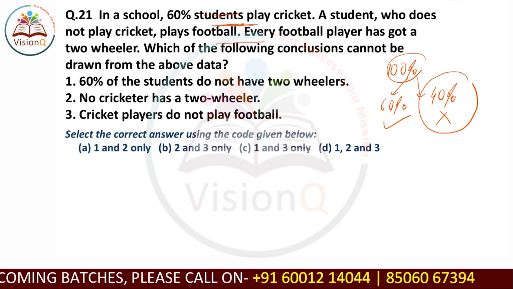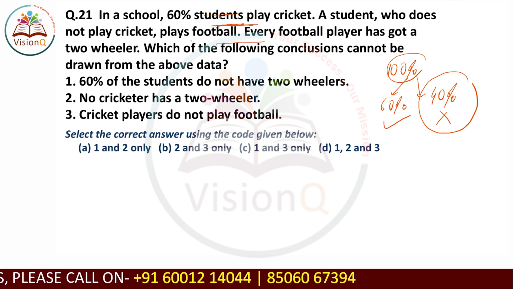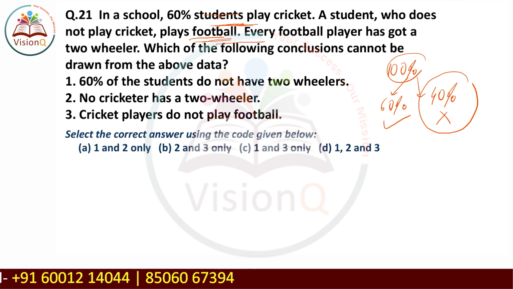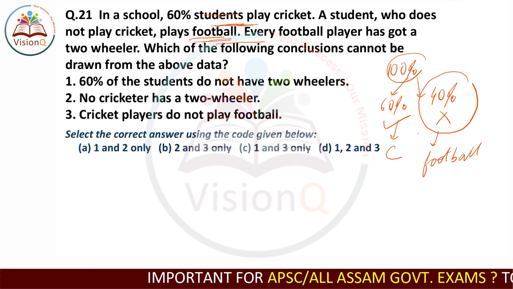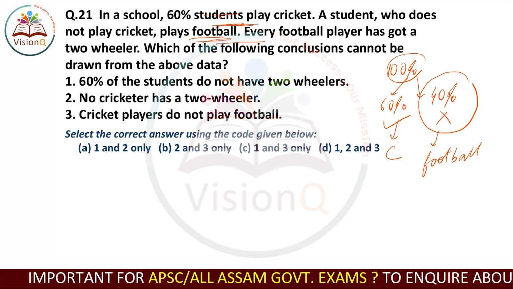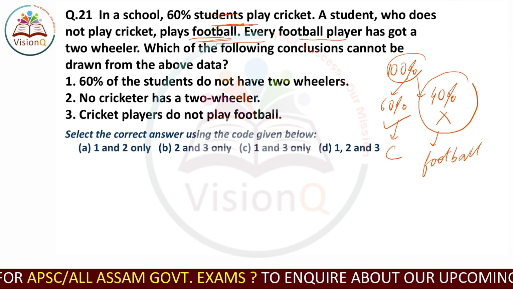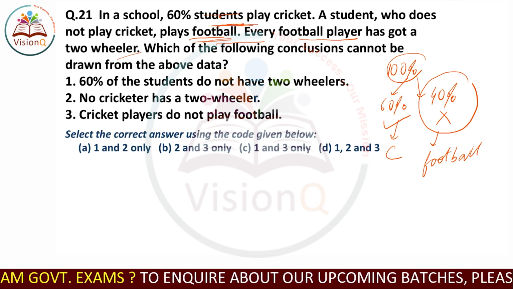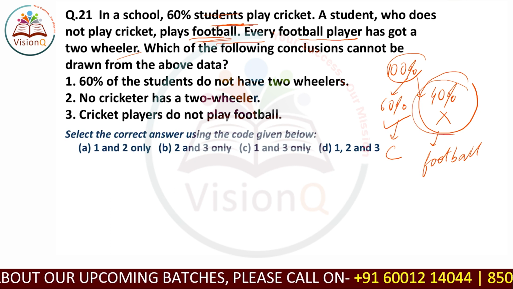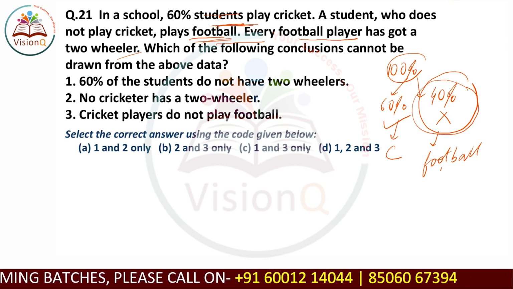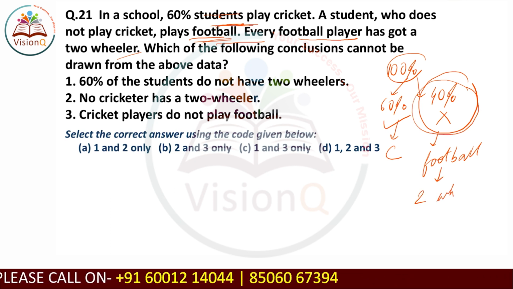Now a student who does not play cricket plays football. That means these 40% students who do not play cricket play football. That means 60% play cricket and 40% play football out of 100% students. Next, it is given that every football player has got a two-wheeler. That means out of these 40% students who are football players, every football player has got a two-wheeler.